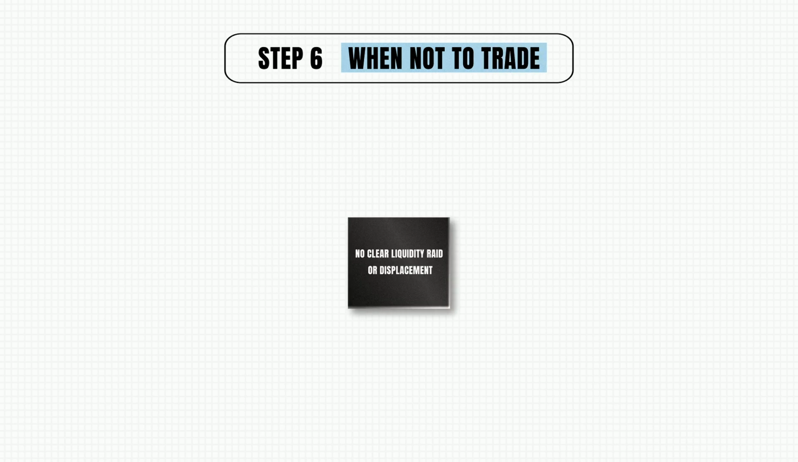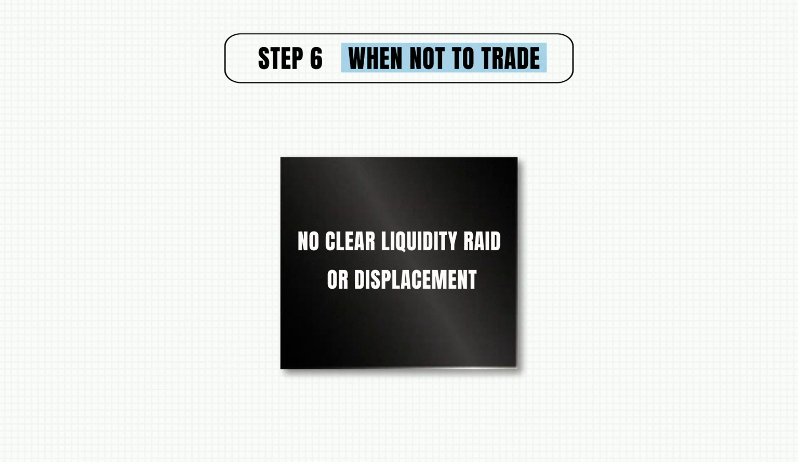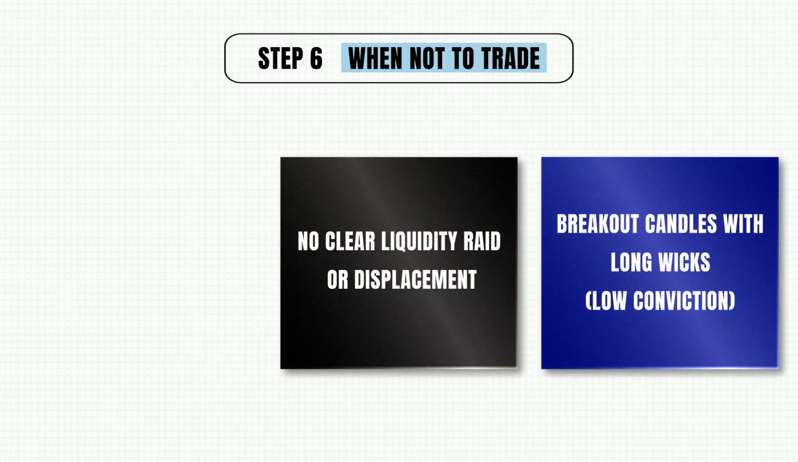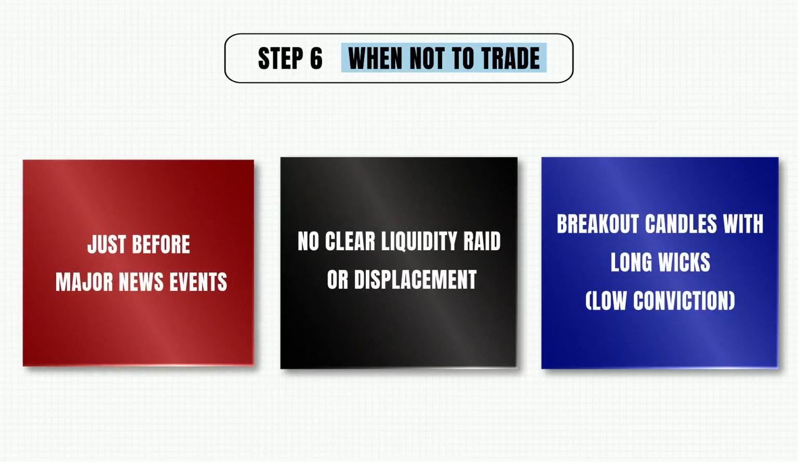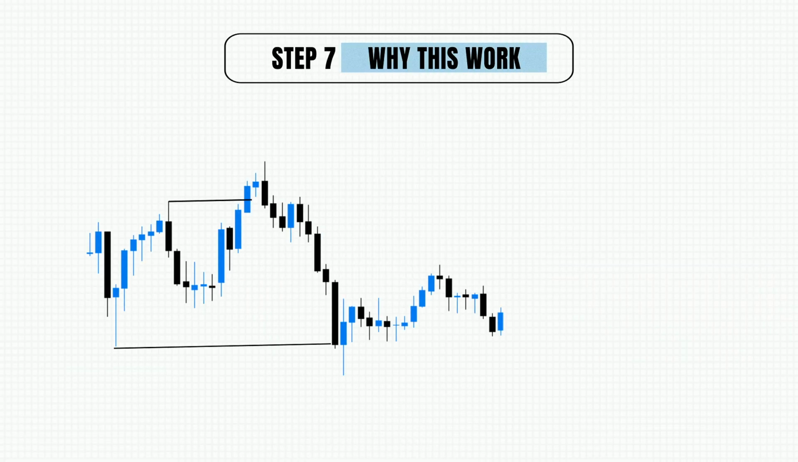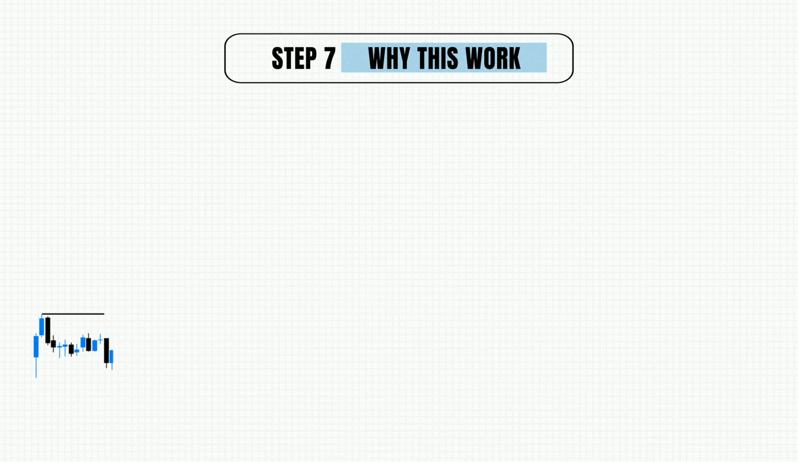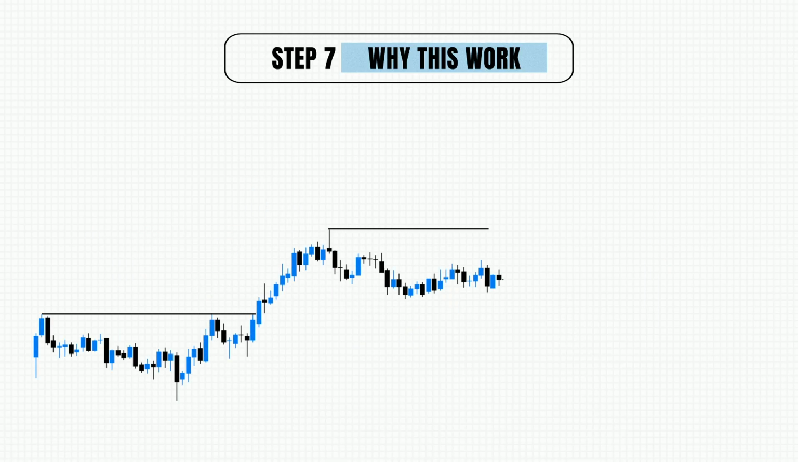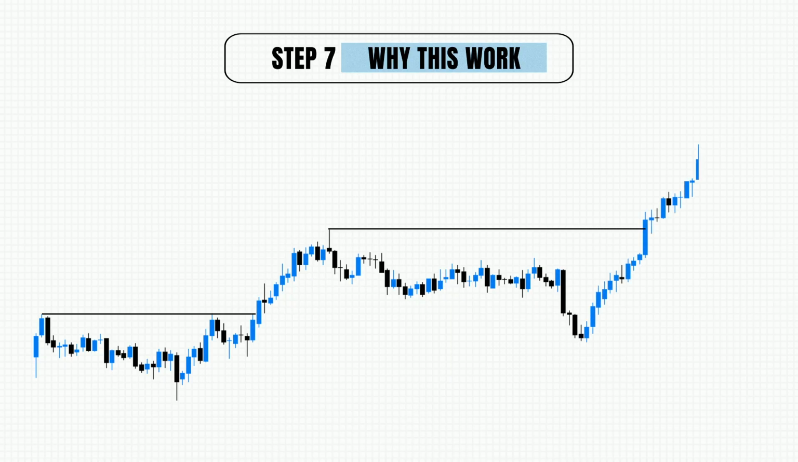Step 6. When not to trade. No clear liquidity raid or displacement. Breakout candles with long wicks, low conviction, just before major news events. Step 7. Why this works. Raids trap breakout traders and fuel reversals. Displacements trap range traders and fuel trends. Both setups align with order flow. You trade with the market's intention, not against it.